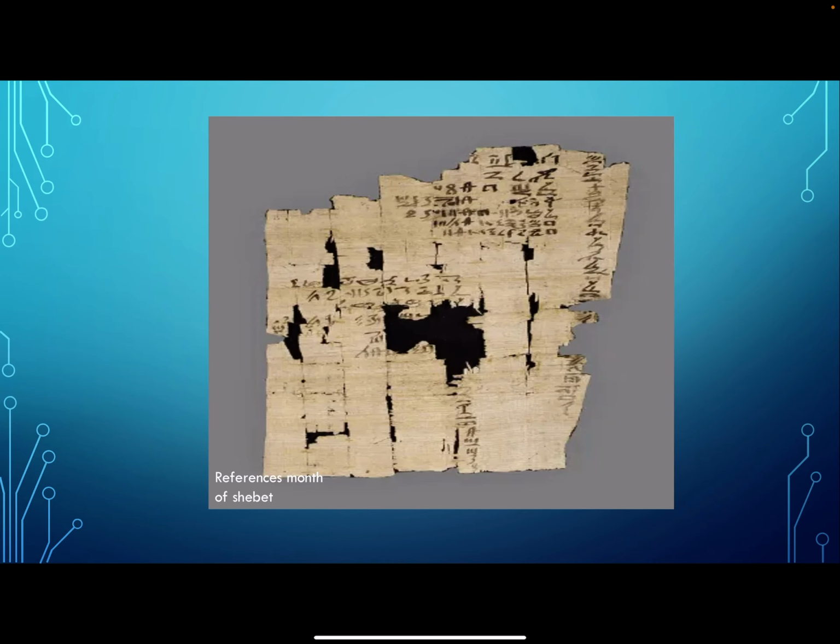And then this is an image that references the month of Shebeth, and it just shows different hieroglyphics announcing the month, and it's just kind of evidence to prove that they did have months in place, and they did have an order to their year and their time, even though it was inaccurate, maybe not inaccurate completely, but it wasn't as corresponding as other civilizations.